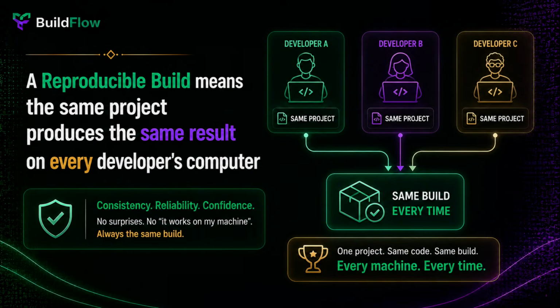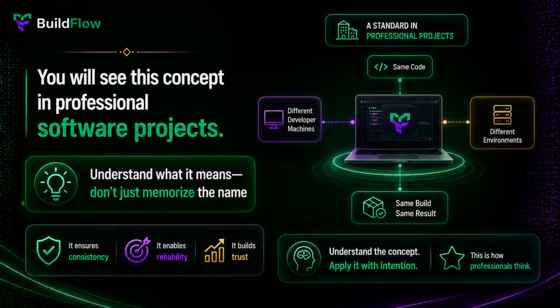A reproducible build means the same project produces the same result on every developer's computer. We will see this concept in a professional software project. Understand what it means. Don't just memorize the name.